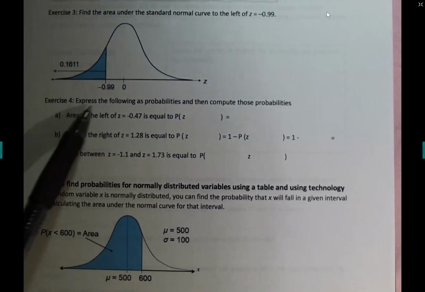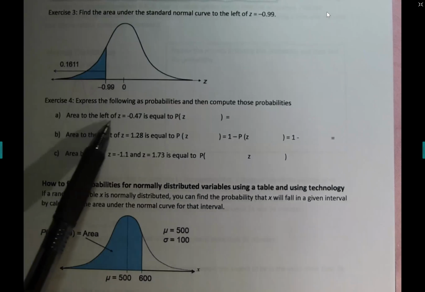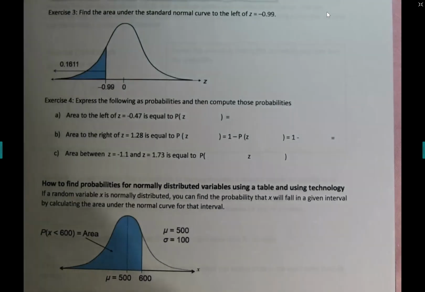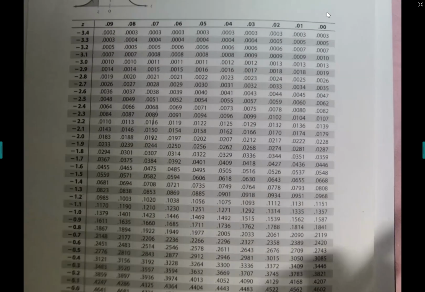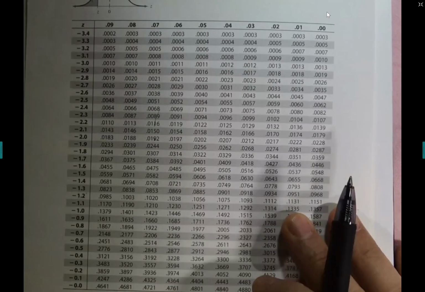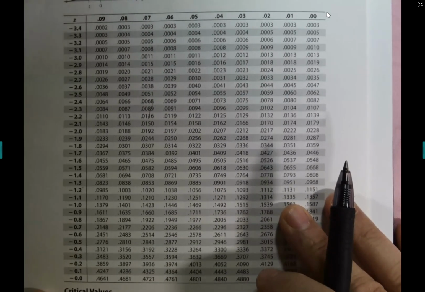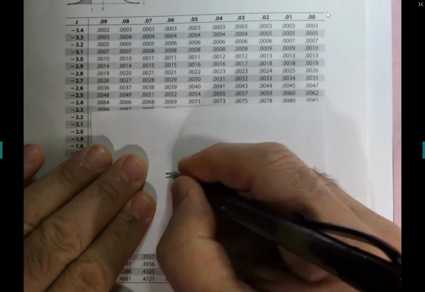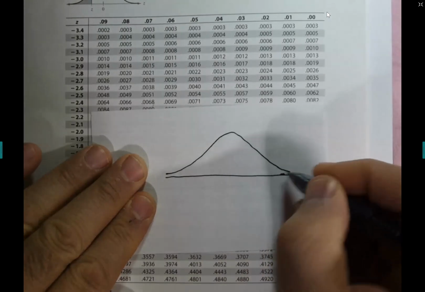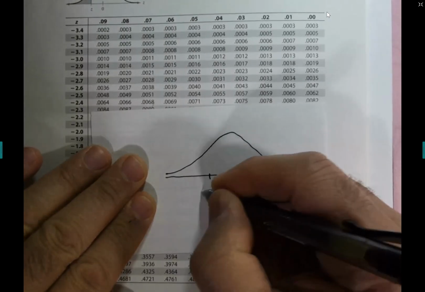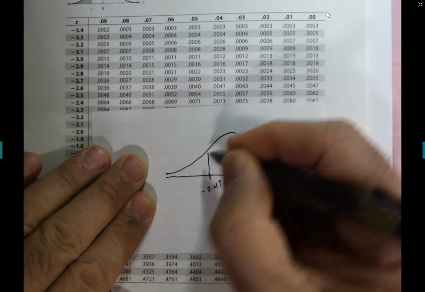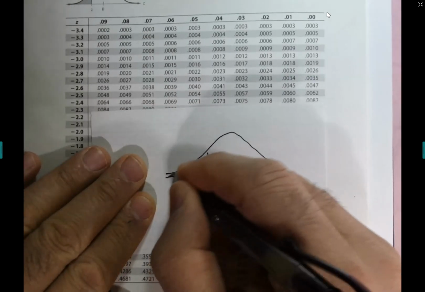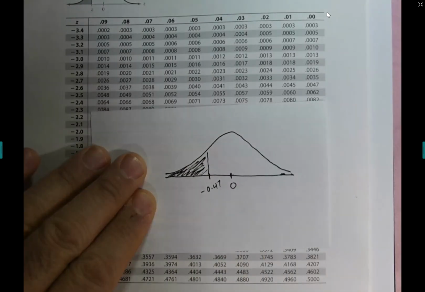Let's do this together, guys. Express the following as probabilities. Find the area to the left of z equals negative 0.47. Okay. Negative 0.47. I'm going to just sketch it right here, then show you the table. Before I do the table, let me sketch it for you. To the left, this is the 0, negative 0.47. Just put it anywhere you want and shade the area to the left. That's the area to the left. Okay, can you look it up, guys, for me?